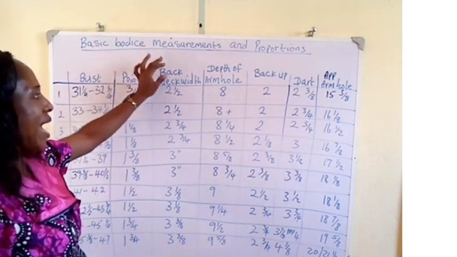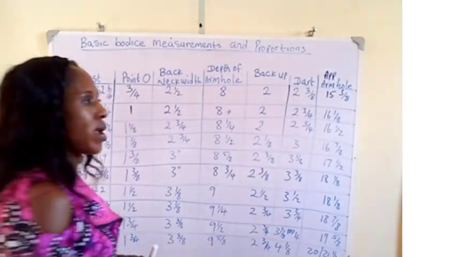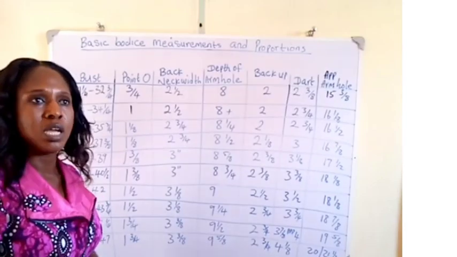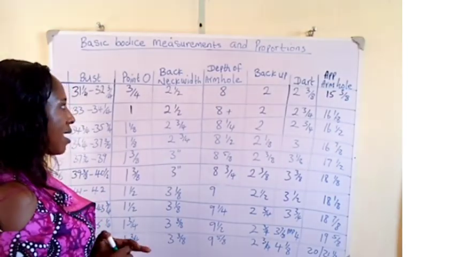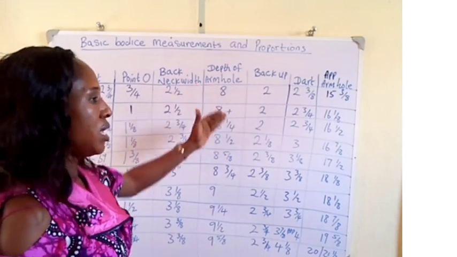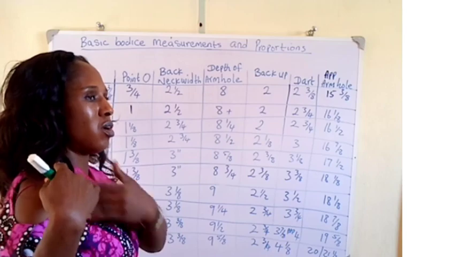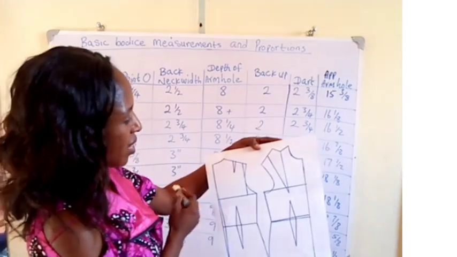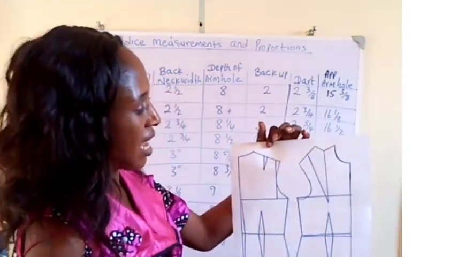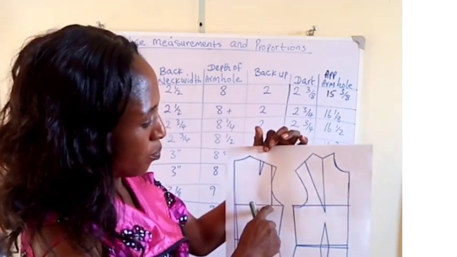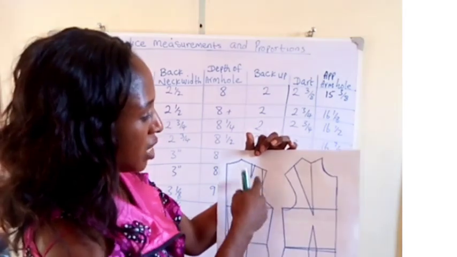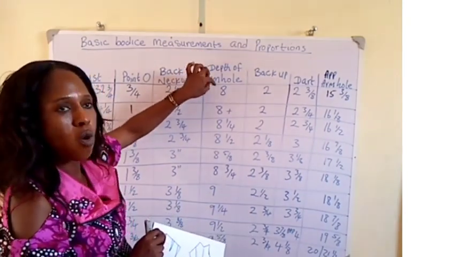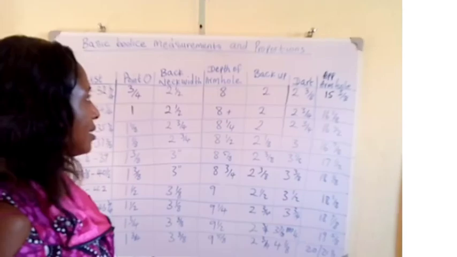Then we have the back neck width. The back neck width also controls the width of the back neckline. It is also used on the front neckline. We have the depth of the armhole. It is used to determine the depth to which the armhole is drawn on a basic bodice. This is what I mean. If you look at the basic bodice, you see that from the shoulder to the bust, where the armhole is drawn, it is a measurement gotten from the depth of the armhole on the table of proportion and measurement.